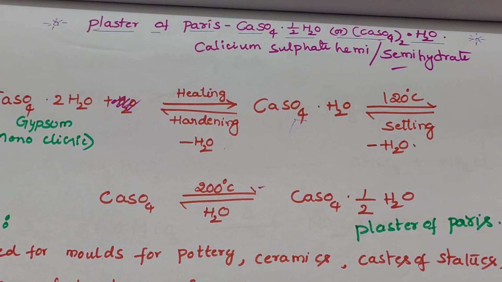The next one is that the gypsum should not be allowed to come in contact with carbon-containing fuel, otherwise some of it will be reduced to calcium sulfite. And the properties of plaster of Paris are: it is a white powder.